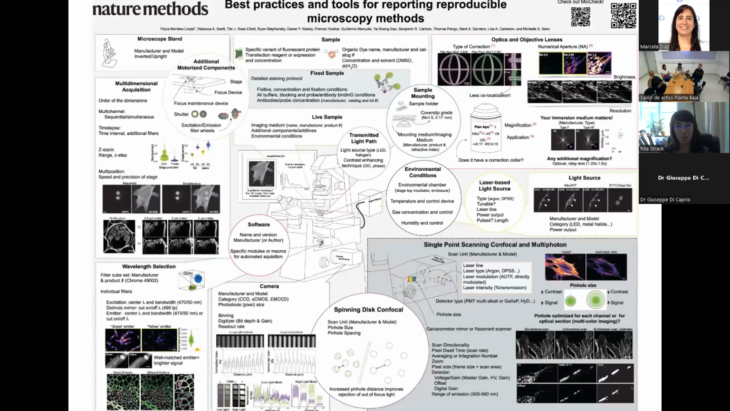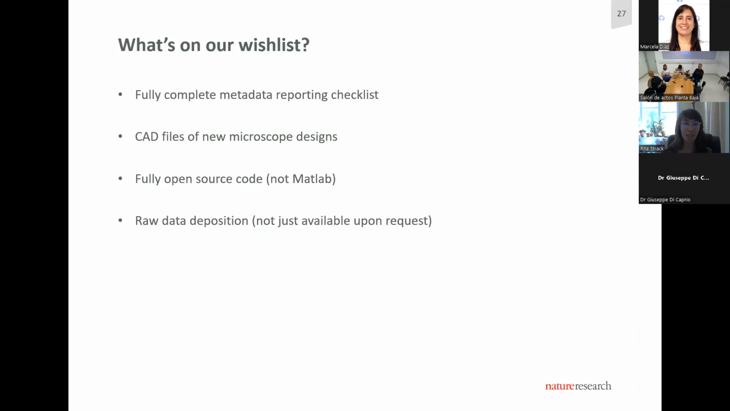Here, sorry for the bad resolution on the screen grab, but I wanted to say that the comment I was just mentioning, the perspective from the Montero Lopez piece, the extended data figure 1 is a poster that's a visual guide to metadata reporting. And I think a lot of people like to print this and have it by their microscope. So I just wanted to tell you guys that that exists. I'd say what's on our wish list moving forward. I'm almost done, so I'm wrapping up. We would like to have this fully complete metadata reporting checklist that just ensures the quality of all the microscopy reporting in our papers.